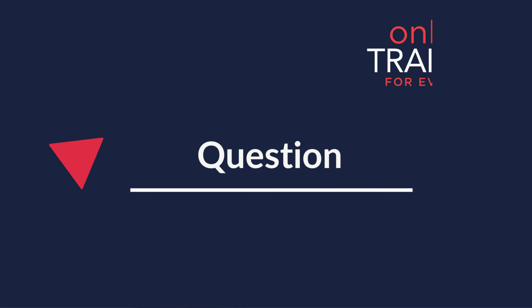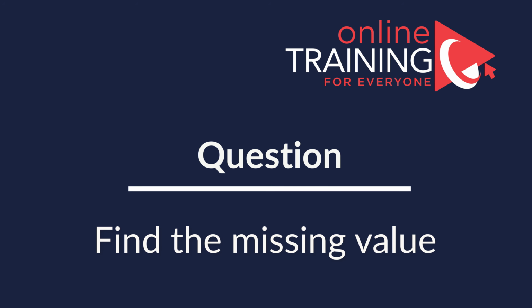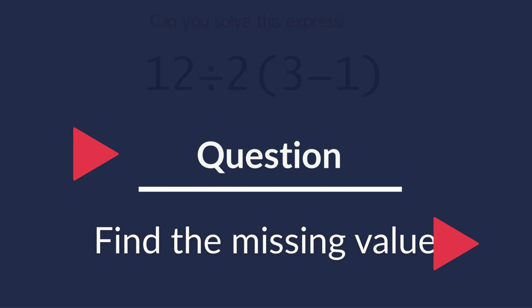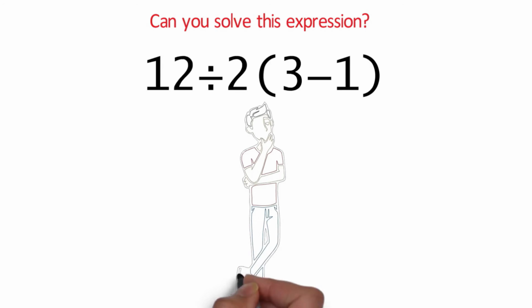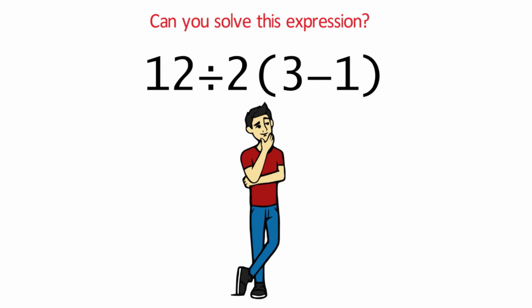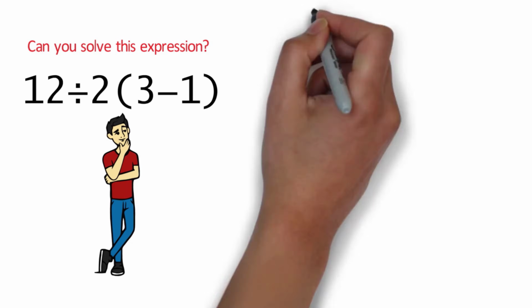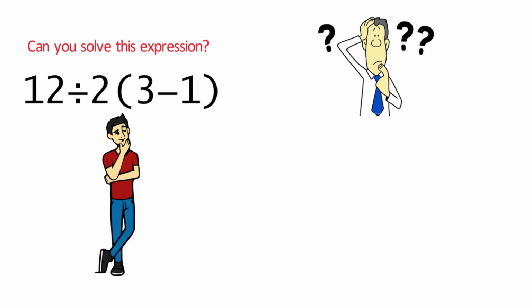Here's the interesting question, which is easy to understand, but at the same time you will have a lot of fun solving it. You need to calculate the simple expression, 12 divided by 2 and then multiplied by the value in parentheses, which is 3 minus 1. Take a look closely and see if you can come up with the answer.